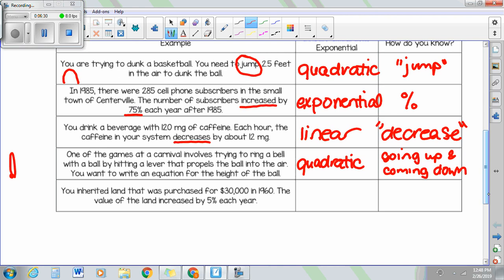The very last one says you inherited land that was purchased for $30,000 in 1960. The value of the land increased by 5% each year. Take just a second to think about which one you would put that in. Is it linear, is it exponential, or is it quadratic? This one is exponential. Again, it has two hint words. It does have the word increased, which usually leans a little bit more linear, but because it's increasing by a percentage each year, that means it has to be exponential.